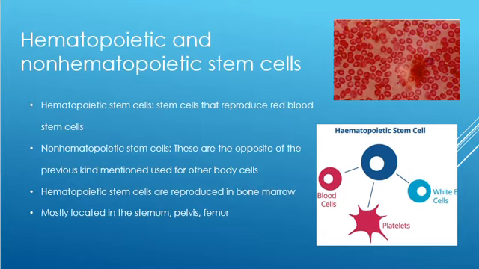So this slide is very simple, as is pretty obvious. Hematopoietic cells are essentially blood stem cells. They help produce either white blood cells, regular blood cells, and platelets. And then non-hematopoietic stem cells are basically the opposite. Any other stem cell that is used for regeneration. And you can see they're produced in bone marrow, which is why you often see bone marrow transplants. And they're mostly located in the sternum, pelvis, and femur.